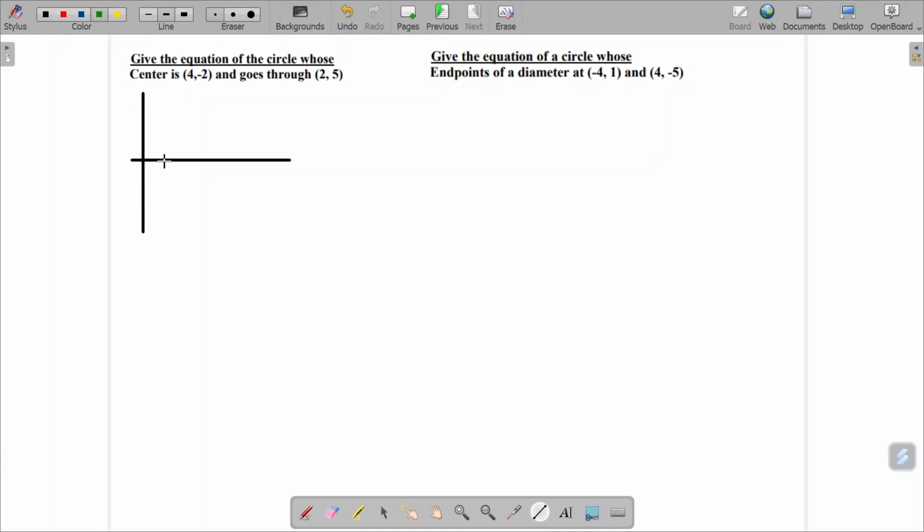Okay, we know that the center is at (4, -2), and we know that it is going to go through the point (2, 5). So it's going to go through that point there. Okay, so we know that that point is (2, 5). We know that that point there is (4, -2). So we know at the moment that this is going to be (x - 4)² + (y + 2)² = r².